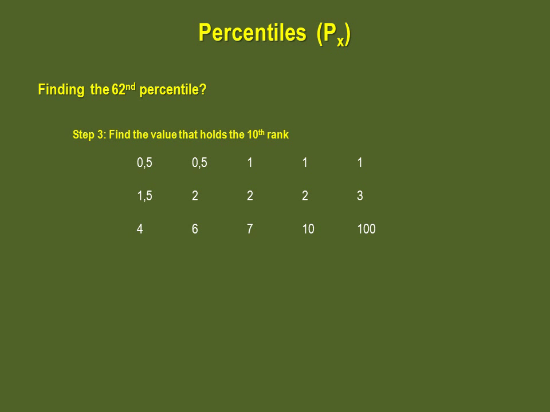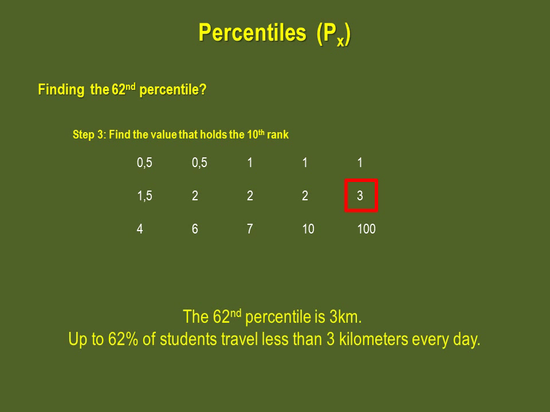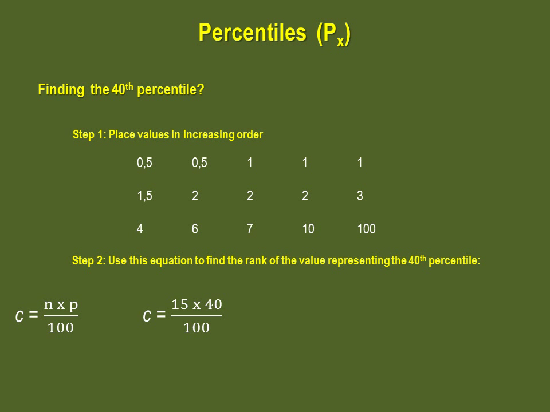Now, step 3, we must find the value that holds the 10th rank. So you simply count from 1 to 10. And it says here that the 62nd percentile is 3 kilometers. So we can state that up to 62% of students travel less than 3 kilometers every day to get to university. Now, if we were looking for the 40th percentile, C would have been equal to 6.